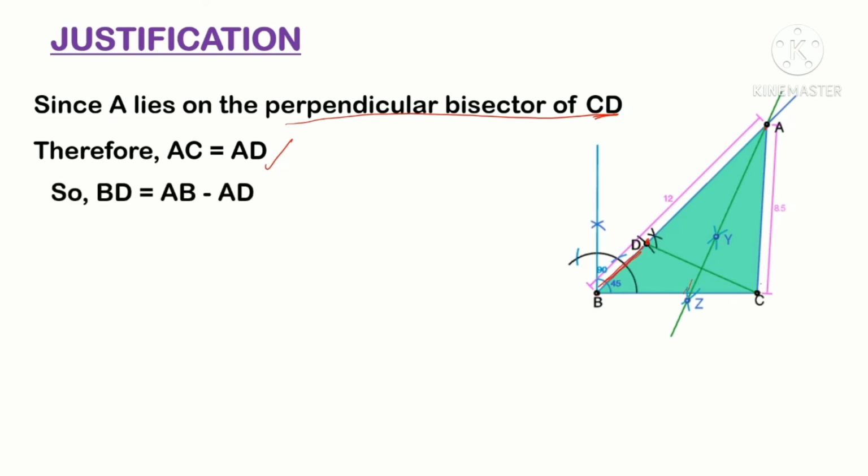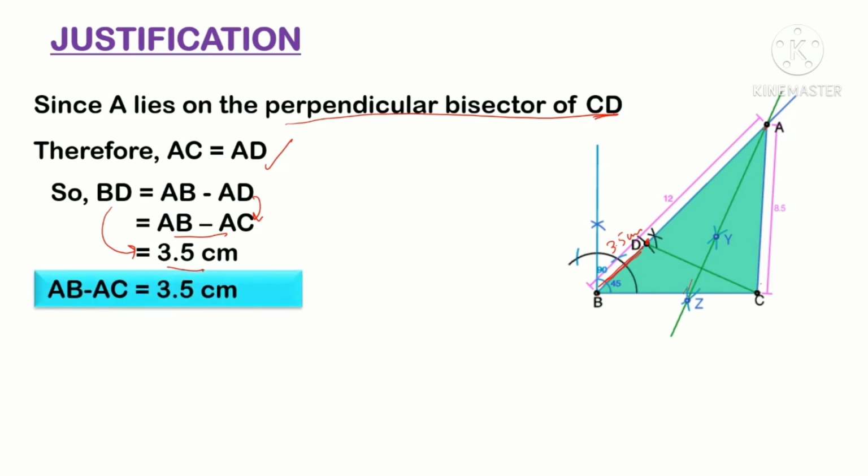So we'll just write that BD is equal to AB minus AD. And also, what was BD? BD was actually 3.5 centimeter. If you remember, we drew this BD as 3.5 centimeter, whatever the difference was given. So we are just proving that in place of AD we can write AC, and this is nothing but equal to BD, that is 3.5 centimeter.